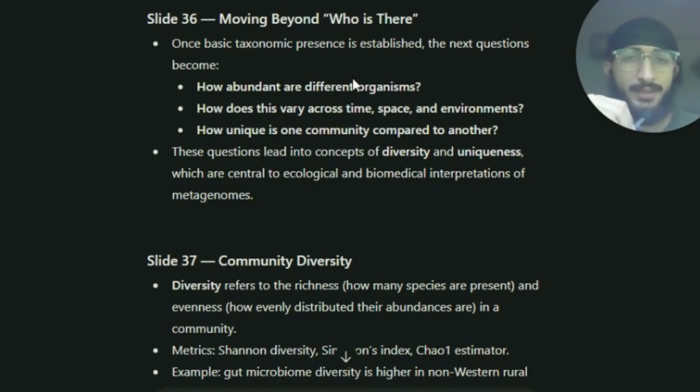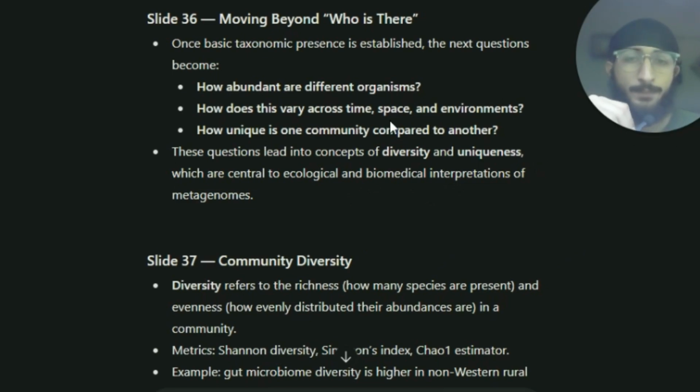Once basic taxonomic presence is established, the next question arises: how abundant are different organisms? How does this vary across time, space, and environments? And how unique is one community compared to another? These questions lead into concepts of diversity and uniqueness, which are central to ecological and biomedical interpretations of metagenomes.